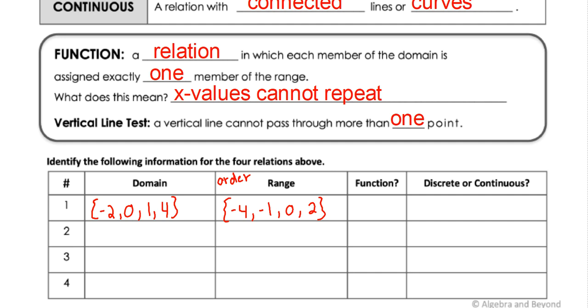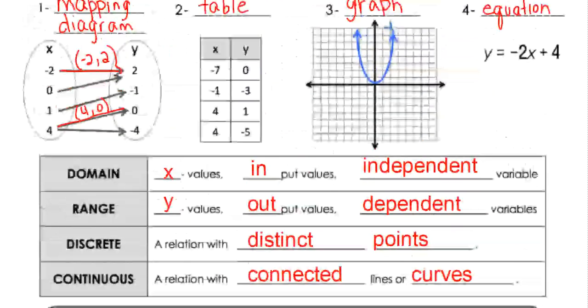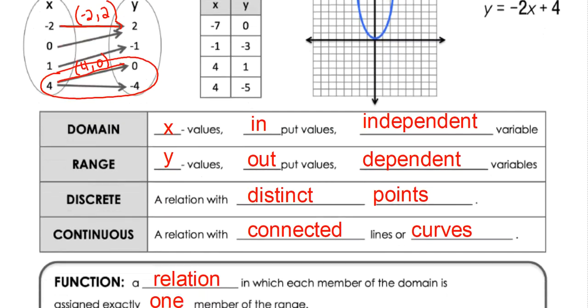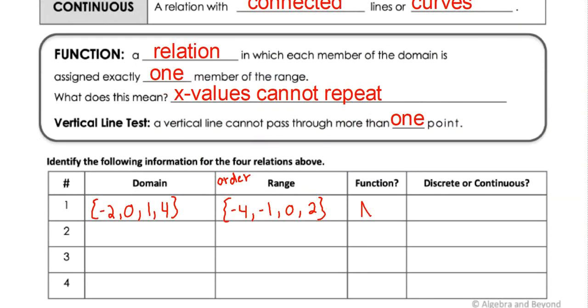And so I'm going to put them in order. So if I look at the picture, it's kind of easy to see that this x value goes to 2 different y values. That's a problem. That's not allowed. So it is not a function. And then discrete or continuous, this is just a bunch of points, so it's discrete. There's no connection between them.